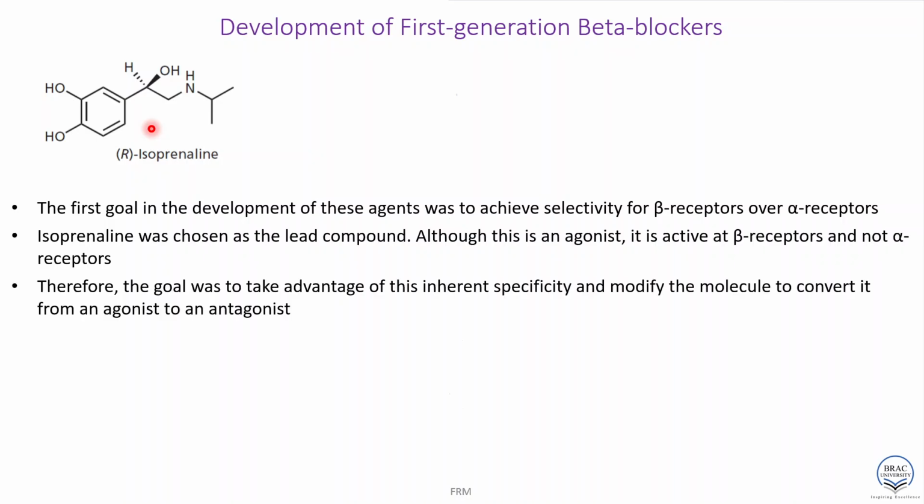Like this structure mainly shows the selectivity towards beta receptors. Then we tried to modify and add different groups to see how the selectivity works, and then we mainly developed the antagonist from this agonistic activity.